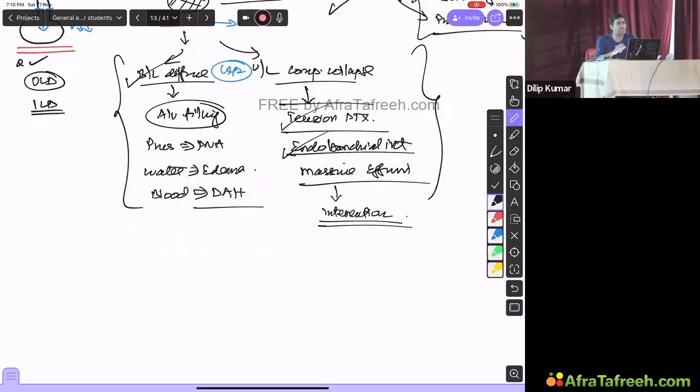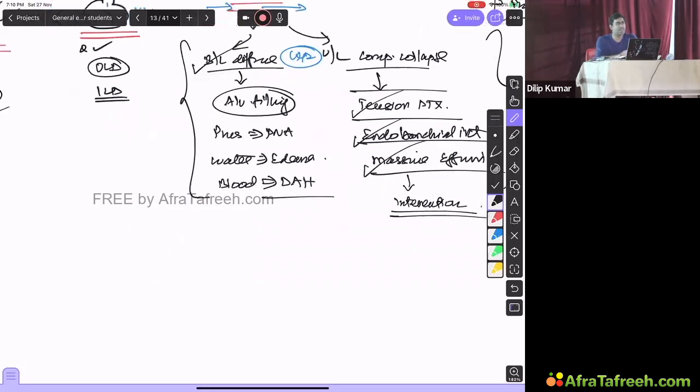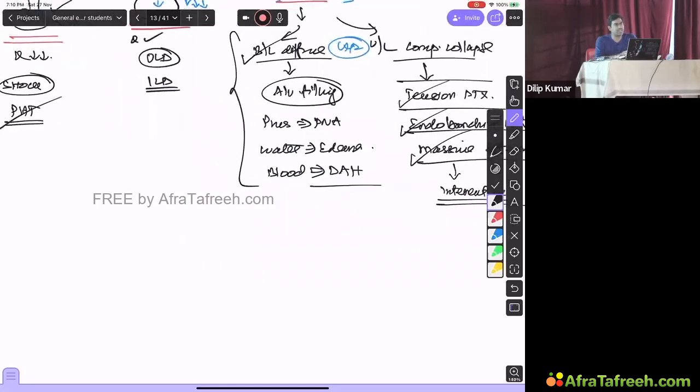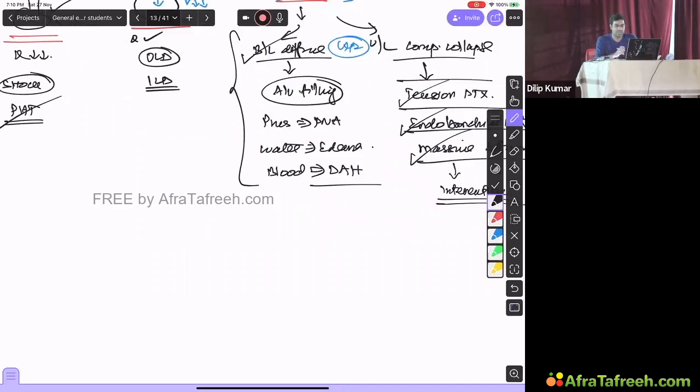If it's an endobronchial intubation, be calm. Don't push harder. Try to withdraw the tube a little outside. Things are going to be fine. If it's massive effusion, tap the effusion, put a chest drain. Things are going to be fine. So most of the time, interventional measures themselves will clear off the unilateral massive collapse.